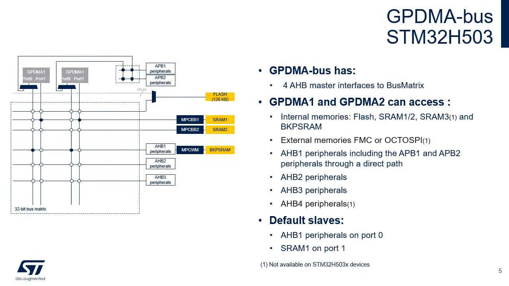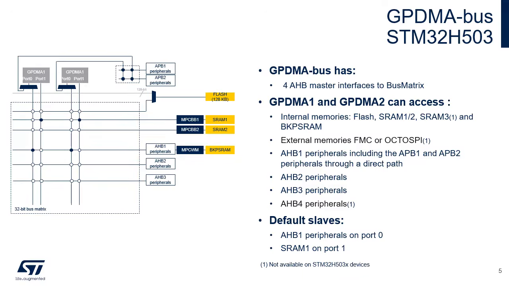The GPDMA has a dual bidirectional master port, port 0 and port 1, to support concurrent transfers over these ports. Both master ports can access any memory mapped resource in the microcontroller, internal and external memories, internal and external peripherals. The port 0 is the default slave for AHB1 peripherals access. The port 1 is the default slave for SRAM1 access.